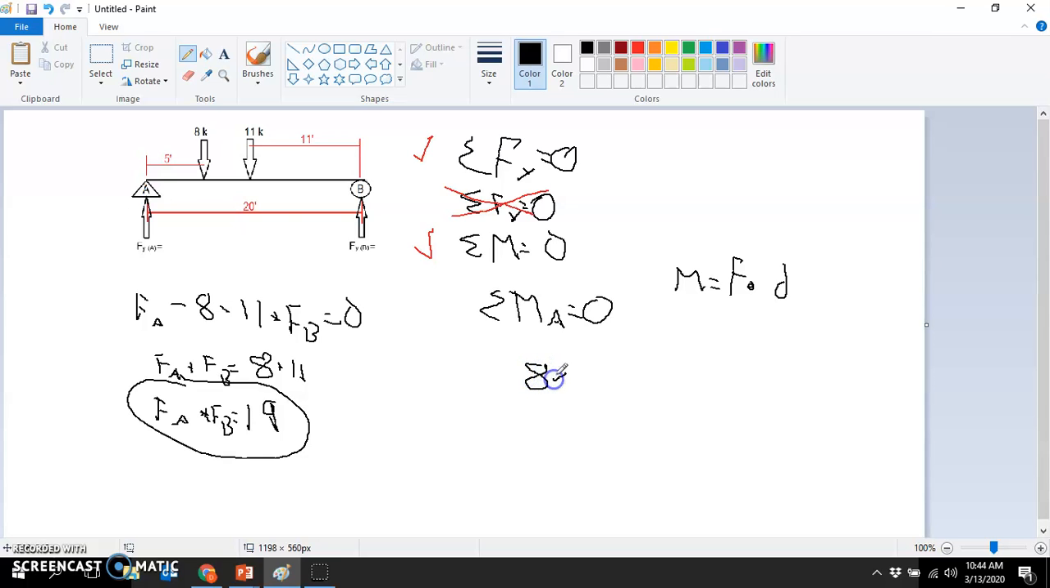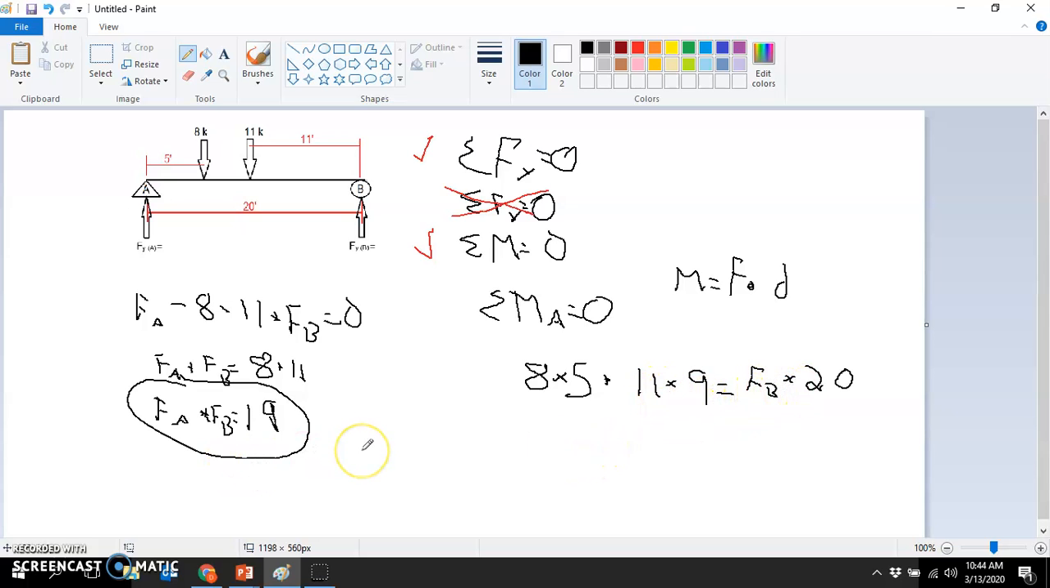kips times distance of 5 plus 11 kips times a distance of, not 11, we're going from point A. So the distance to point A would be 9. And this is going to be equal to, and now we have it going in the other direction, the force of B multiplied by the distance, which is 20. And now we have a simple algebra expression. We have 8 times 5 plus 11 times 9 equals the variable times 20.